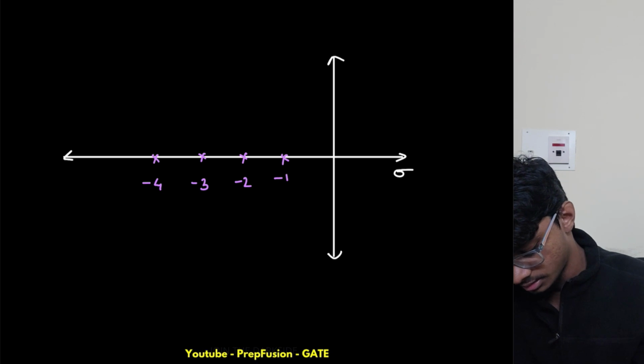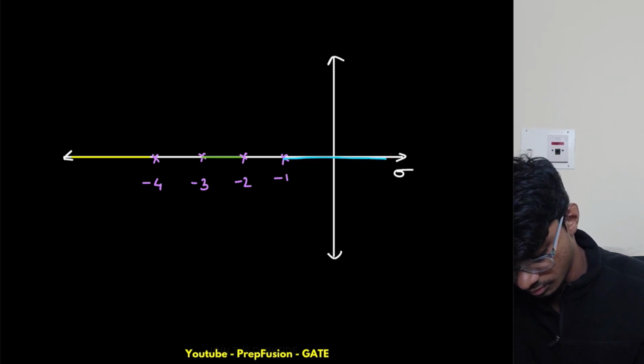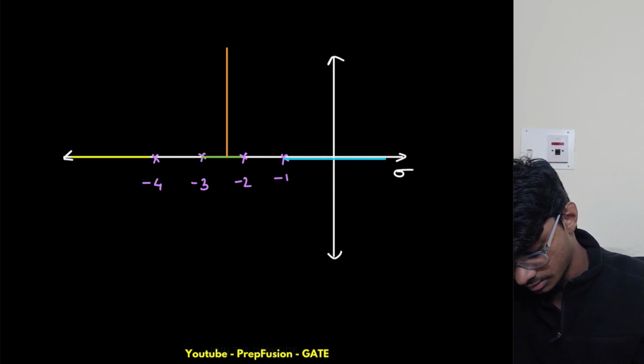So basically, this is a valid root locus point, and this is a valid root locus point. Okay, and this is also a valid root locus point. And what else is happening? What else is happening is that this is a valid root locus point. Okay, this is basically known as the asymptote.